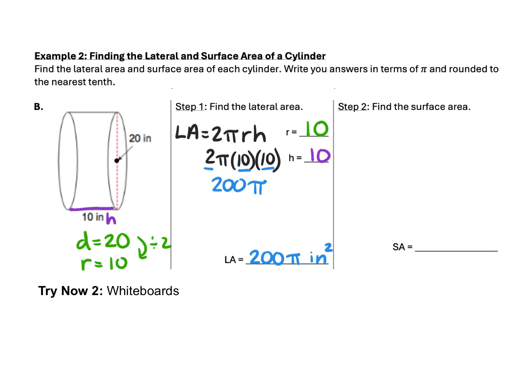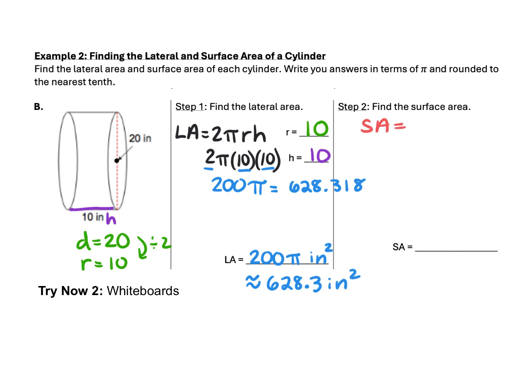When we calculate that, 200 pi is about 628.318. So that's approximately 628.3 square inches. And now we're ready for our surface area.